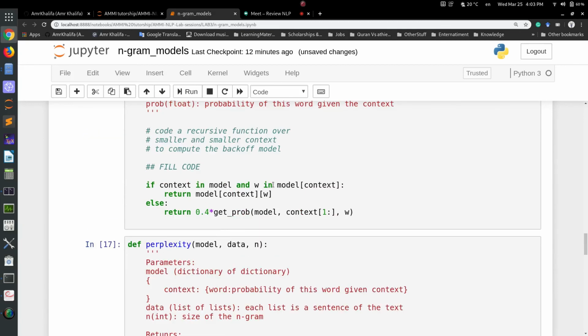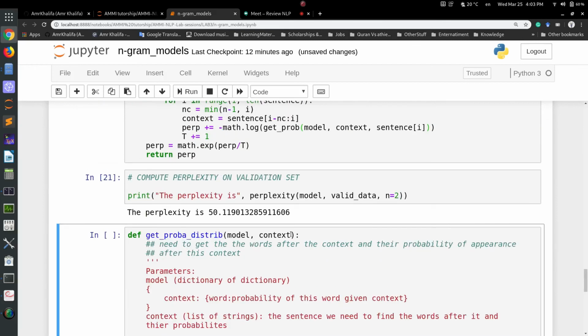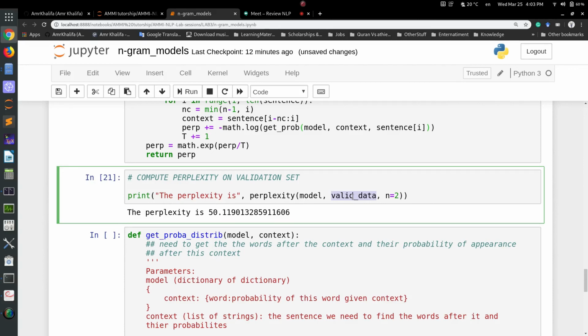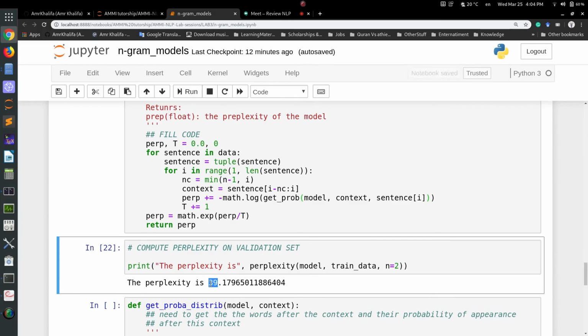Yeah, it's get prop, right? Yeah. So the perplexity for my validation data is 50. Now let's see for the train data. I suppose it's going to be smaller, as expected, because I calculated the probabilities from my training data, so the perplexity should definitely be smaller than the perplexity with my validation data. Okay, because my validation data will have some out-of-vocabulary words.